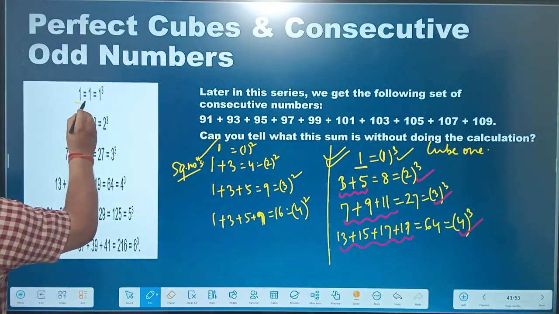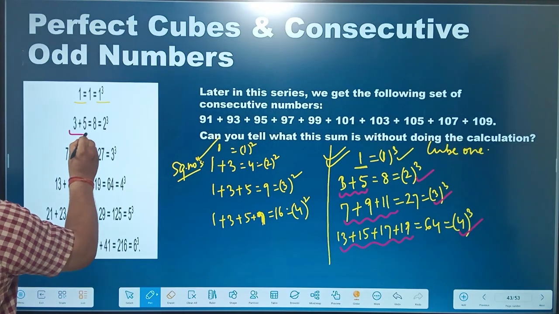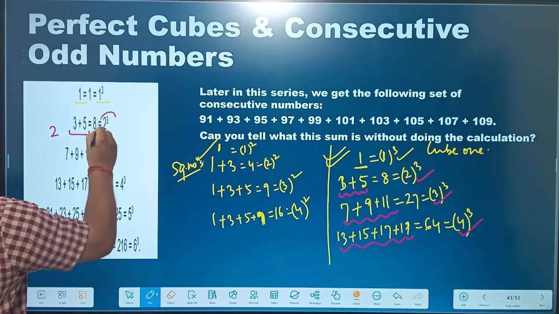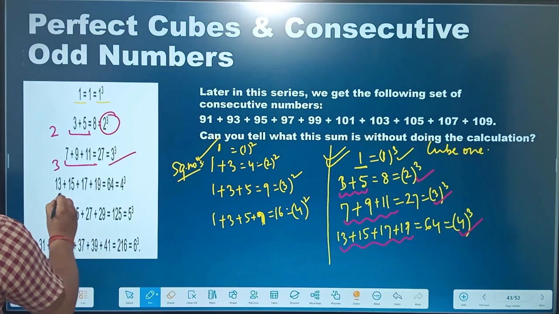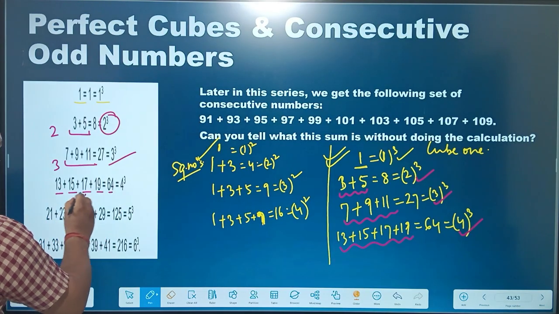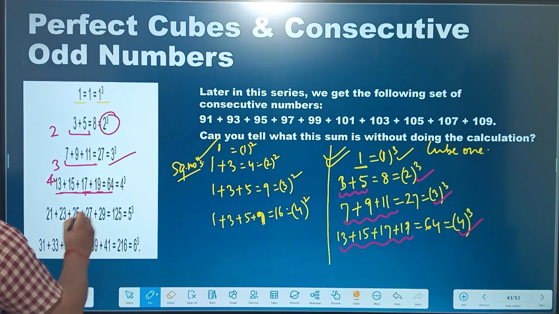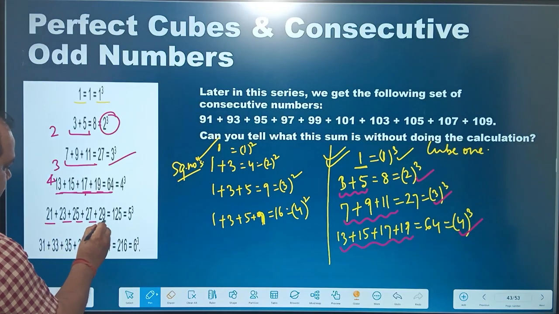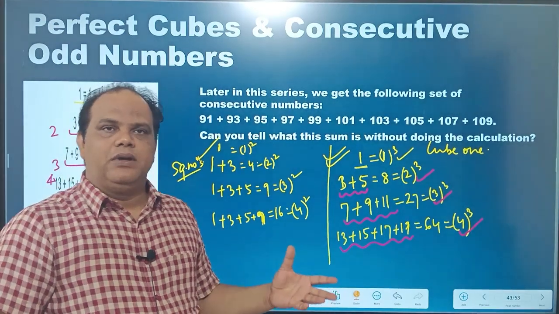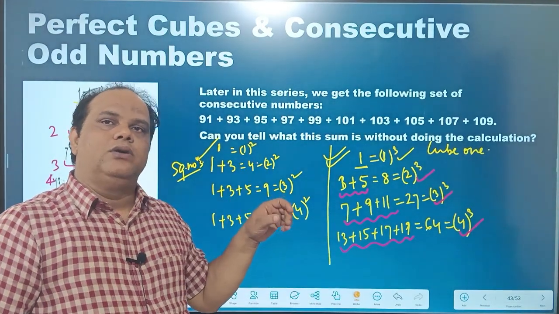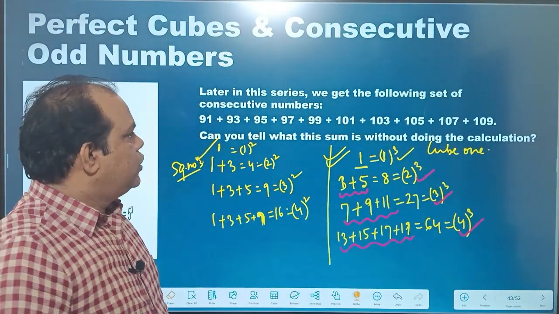So 1 cube. 3 plus 5, 2 odd numbers, 2 cube. 7 plus 9 plus 11, 3 odd numbers, 3 cube. 4 odd numbers, 4 cube. 5 odd numbers, 5 cube. 6 odd numbers, 6 cube. So whatever the count of odd numbers you have, you just take the cube of that count and you will get the cube number.